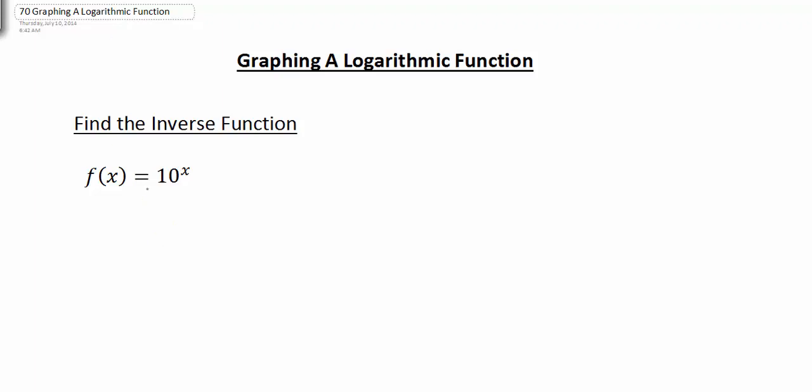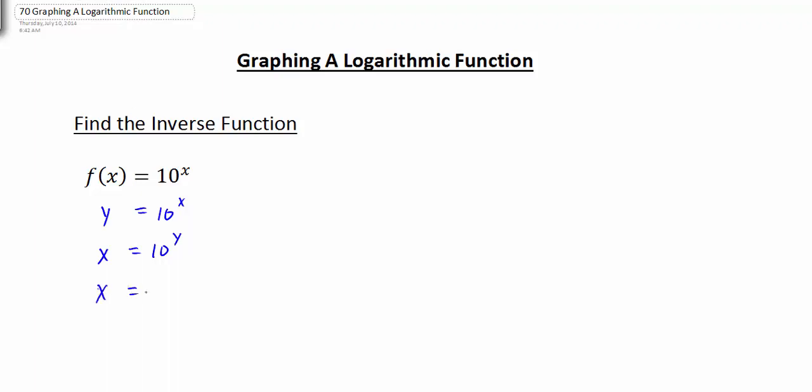So recall, if we're looking for the inverse function, we have to think of this as y equals 10 to the x, because f of x is really our y. And remember, we switched the x and y values, so we're going to replace y with x, and we're going to replace x with y. And now, once we switch our x and y values, we're going to solve the equation for y. Well, the problem is y is up here as our exponent, so we need to get rid of that. And the way we're going to do that is we're going to take the log of both sides.